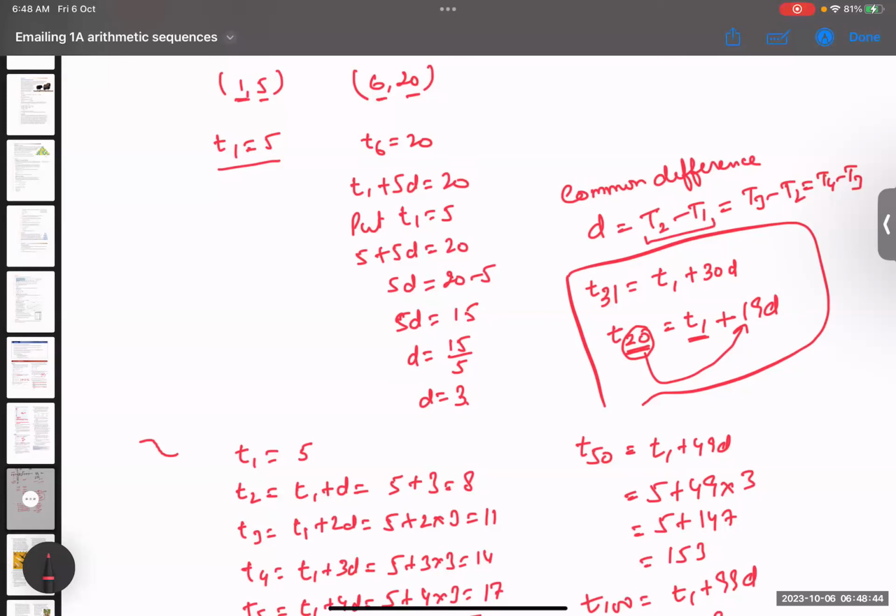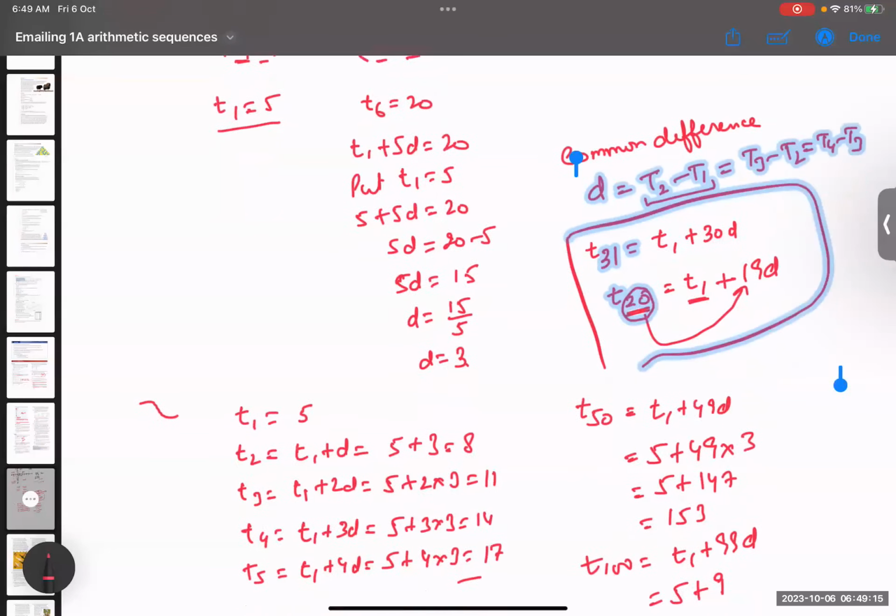So if we do T2 minus T1. For example, if we have only the first term, what is subtracted from that? We cannot find the common difference from one term. If the first term is given, then it is T1. T1 is a necessity. After that, you can take any term. The next term should be there, then you will be able to find the common difference. Is it clear?